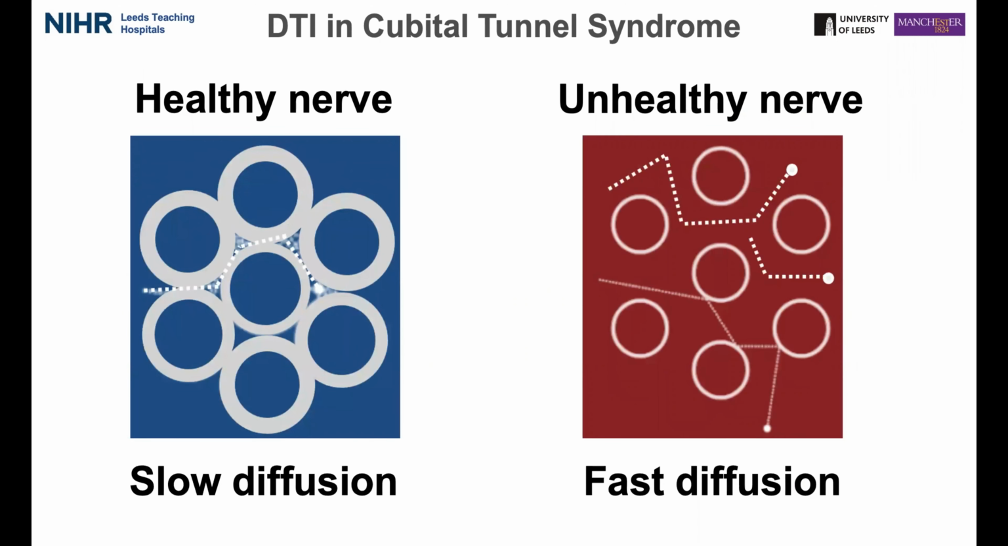In cross-section, we see that healthy nerves are very tightly bound together. The fibers are very tightly bound together, and as such, diffusion in this axis is slow and highly restricted, whereas unhealthy nerves have an abundance of connective tissue around the axons, and as such, diffusion is less restricted and faster.